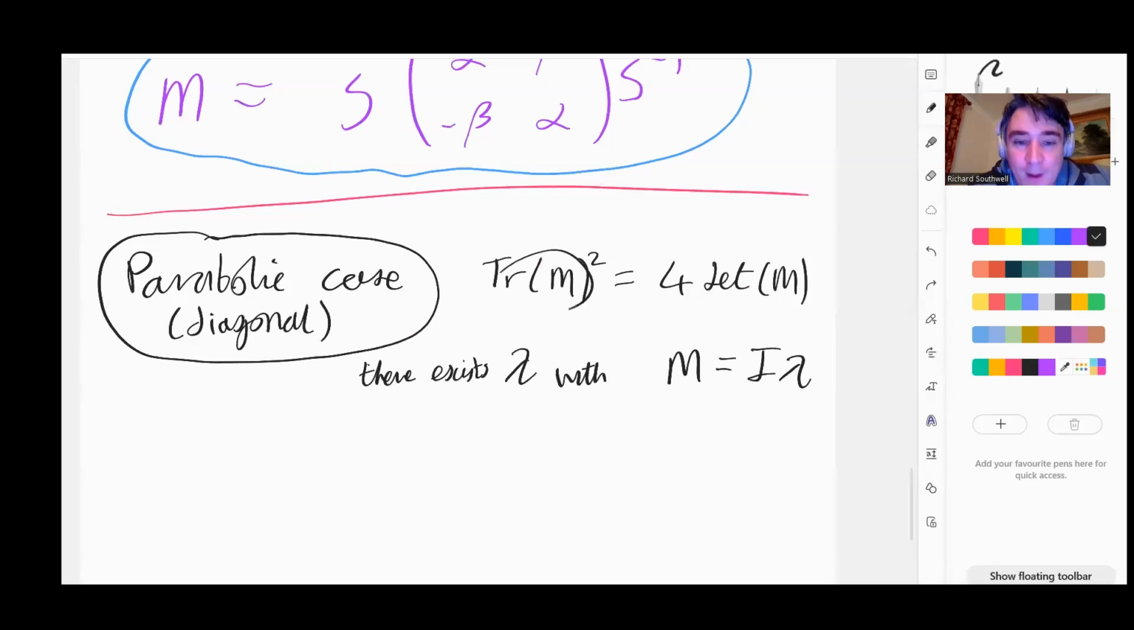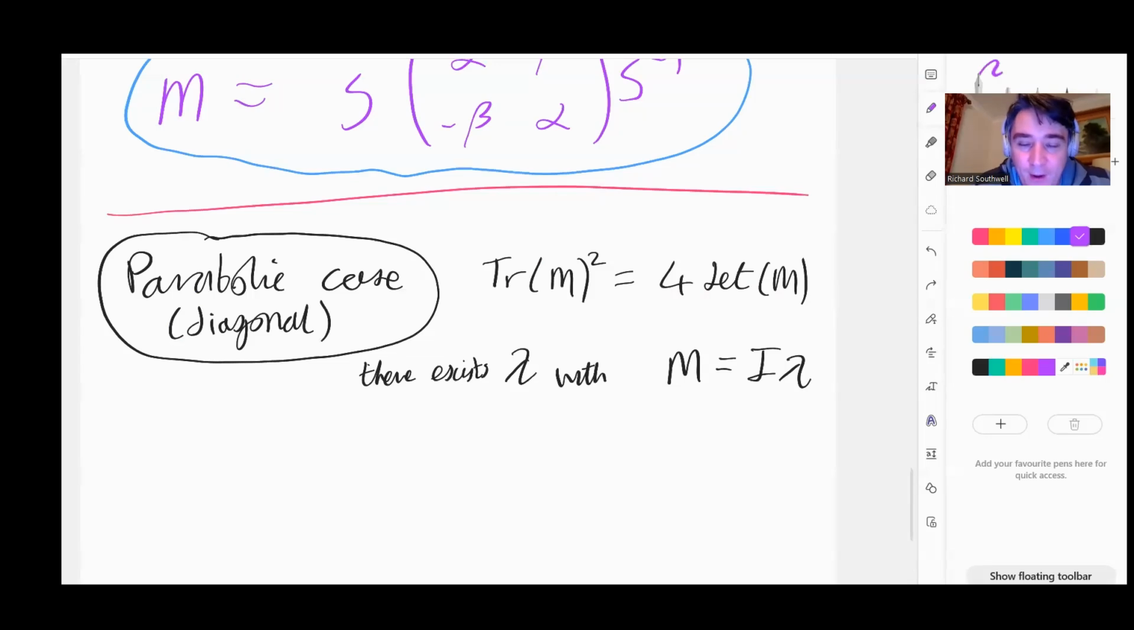This is where the trace of our matrix squared is 4 times the determinant. So that's when the expression in the square root for the eigenvalue lambda is equal to 0. In this case, there's only going to be one solution to that equation. There's a simple case of the parabolic thing, and there's a complicated case. This is the simple case.